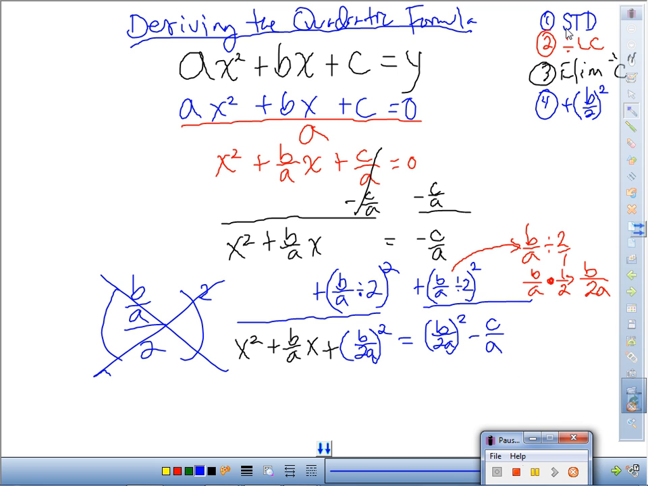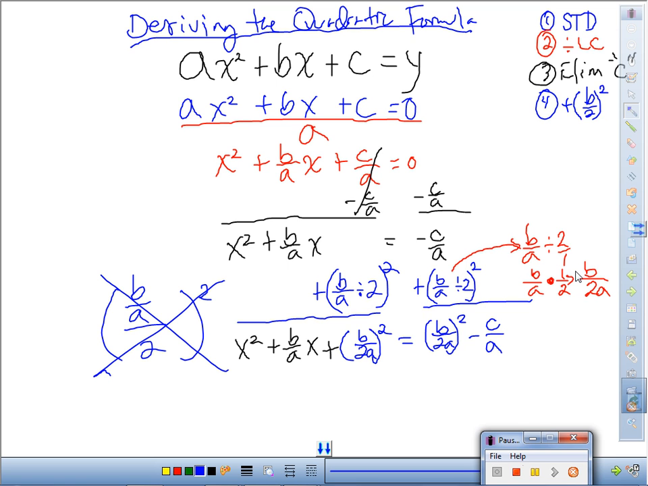All right, so let's see. Step 1, standard form, yes. Step 2, divide by the leading coefficient, yes. Step 3, eliminate the constant, yes, here it is. Step 4, add b over 2 squared, which is b over a divided by 2 squared, to each side.